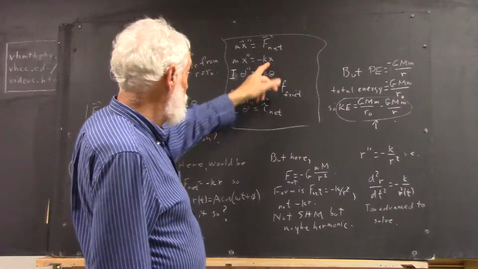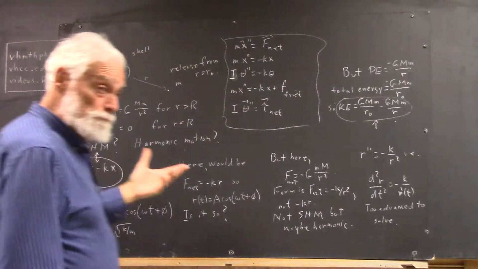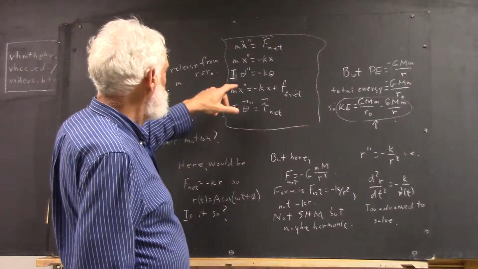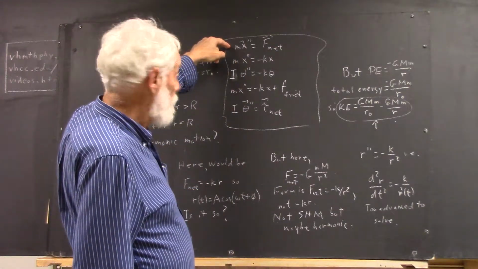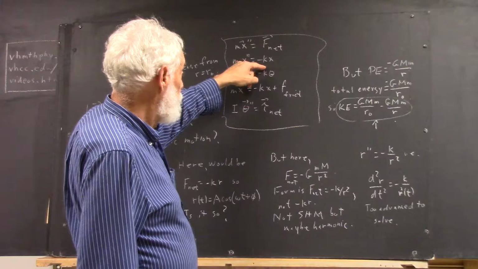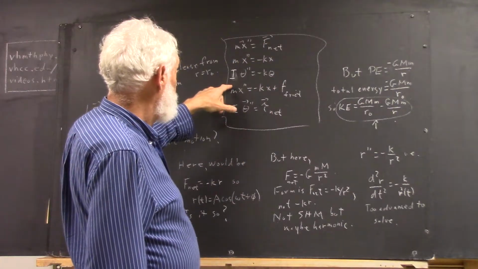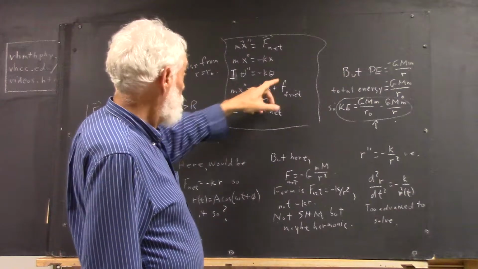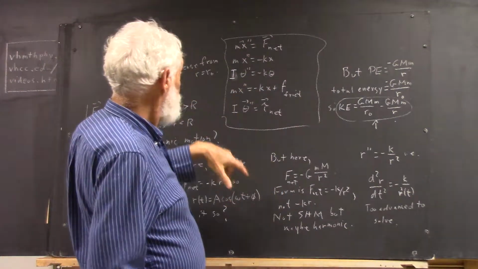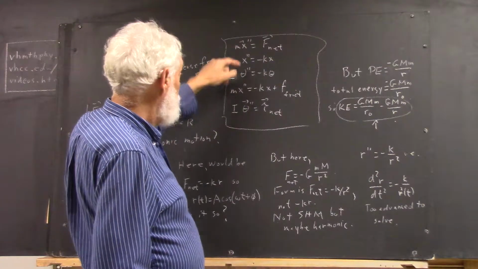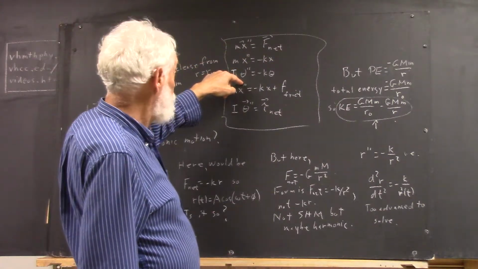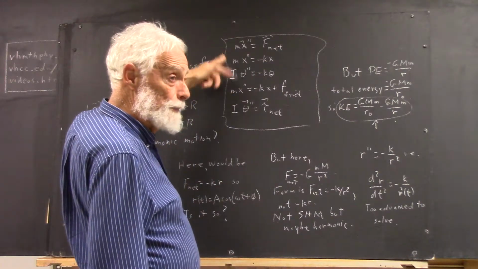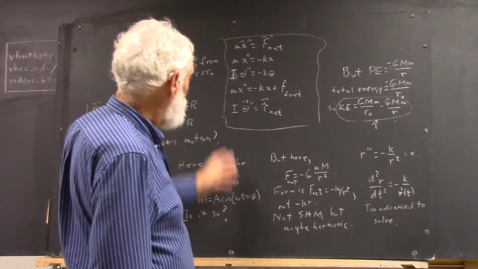Mx double prime equals negative kx, that we just talked about. That's for simple harmonic motion, and it's just an instance of this, where your f net is your negative kx. We have I theta double prime equals negative k theta. Well, that's just for rotational motion. Instead of mass, you have moment of inertia. Instead of position x, you have angular position theta. So this equation is just the same as this equation, except in a different context, with slightly different values of your constants.